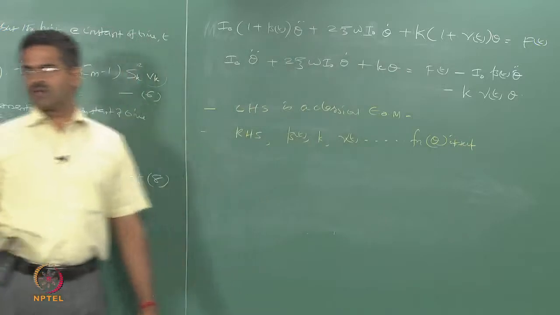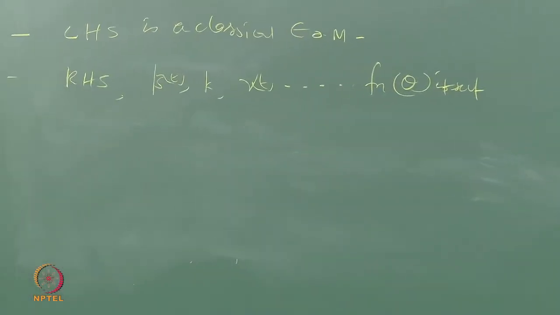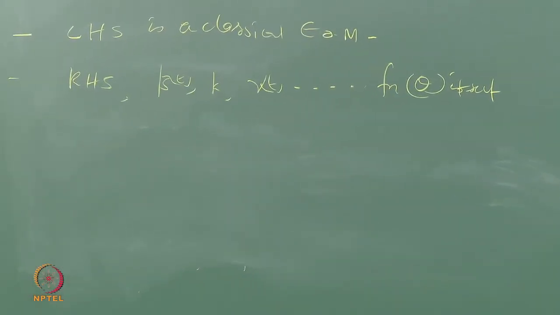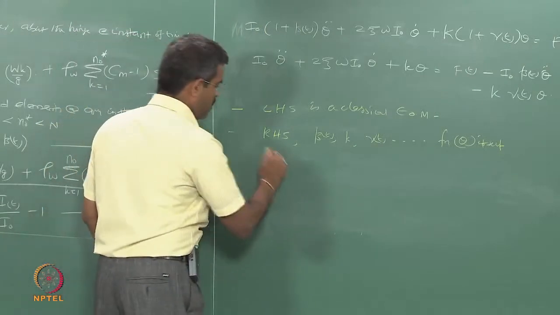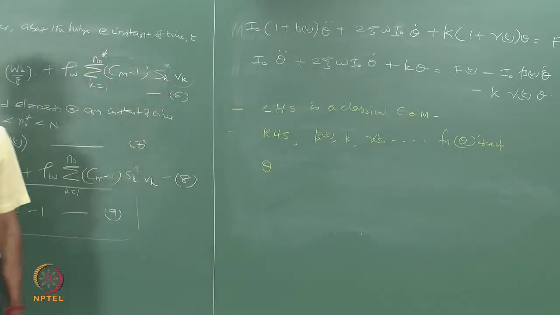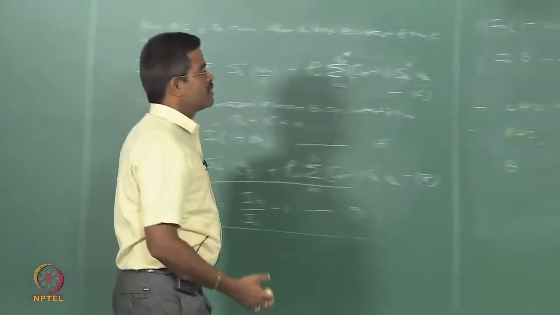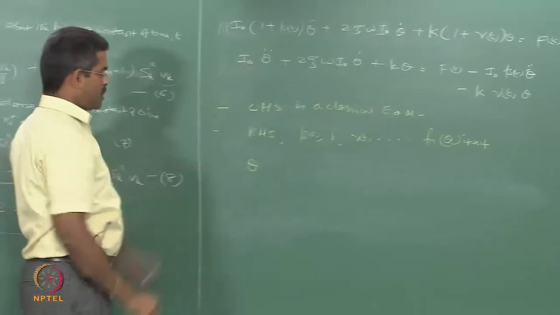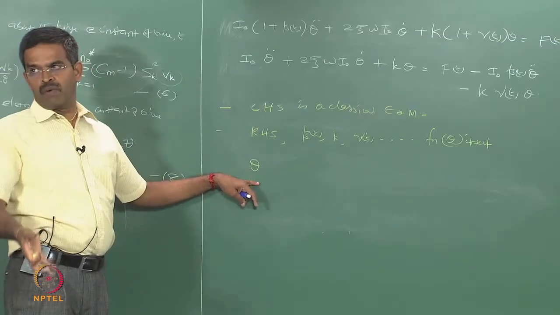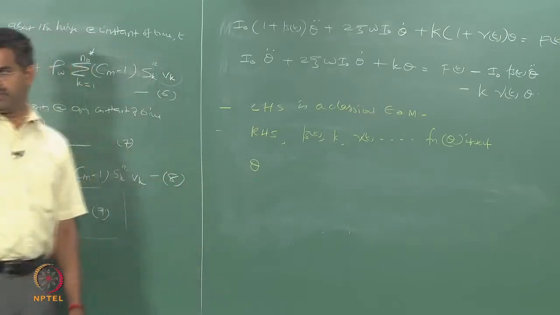So, I have a very strong coupling between the left hand side and right hand side of the equation of motion. And that coupling variable is nothing but theta, which is actually the unknown of the system. Now, when you have an equation where the left hand side and right hand side both depend on the variable itself, which is to be determined from the equation, you have to have an iterative procedure.